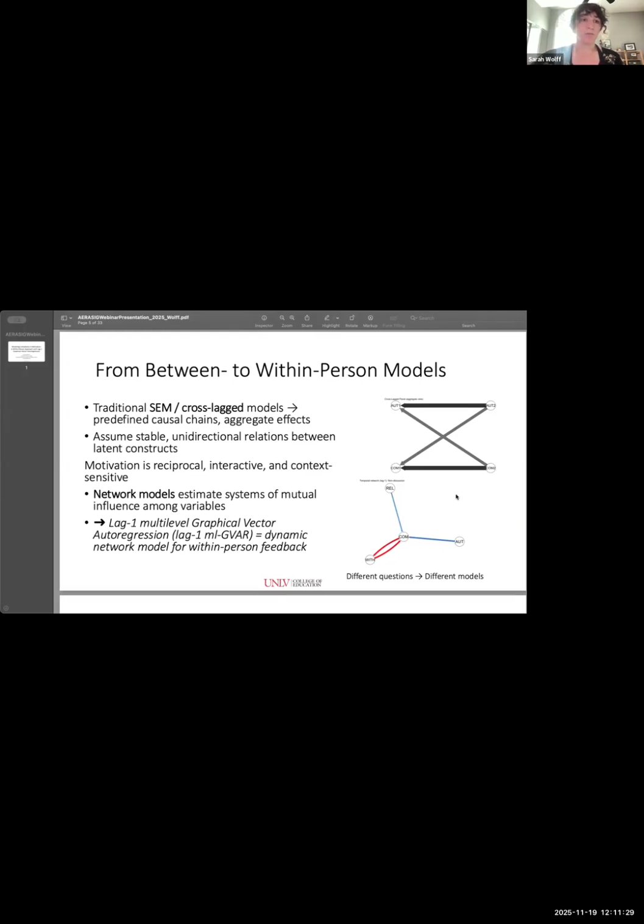This is where the network models come in. Instead of pre-specifying one directional path, we're going to estimate a web of conditional dependencies, how each component connects to others in real time. The model that we're ultimately going to look at today, the lag1 MLGVAR, which is how I'm going to say it from now on so I don't stumble over my words, builds on this idea. It combines time series modeling with network estimation to capture short-term feedback loops within individuals.